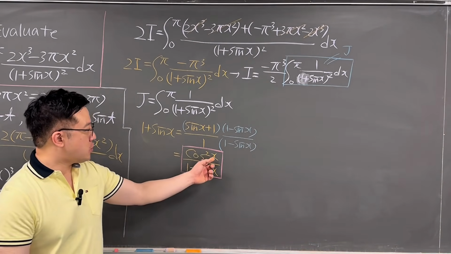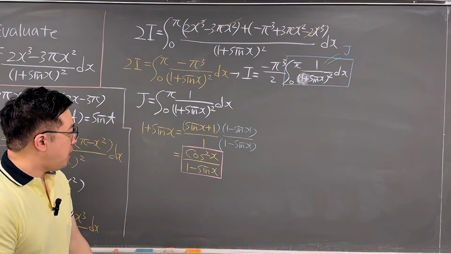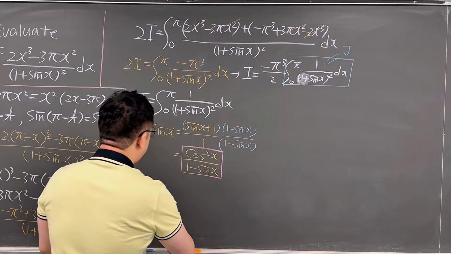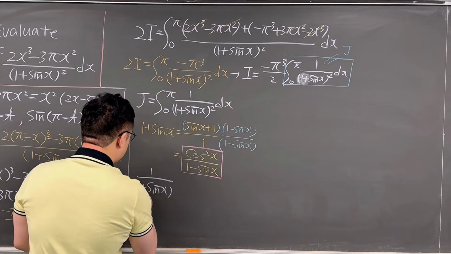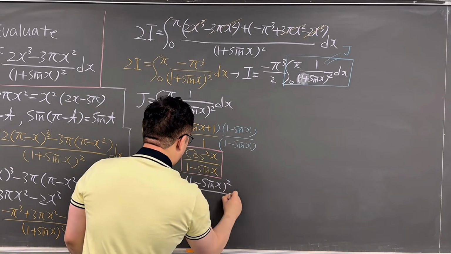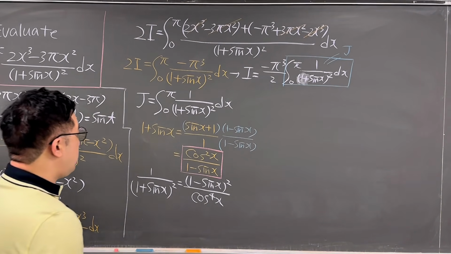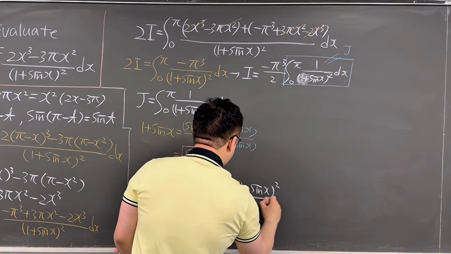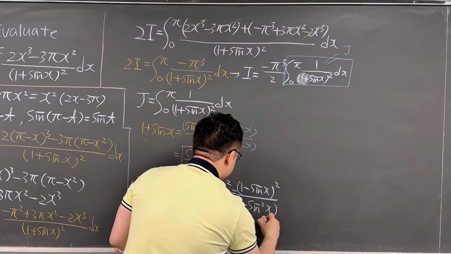And since we have cosine squared x over 1 minus sine of x, then 1 over (1 plus sine of x) squared is going to be (1 minus sine of x) squared over cosine to the power of 4x. So let's just rewrite this. 1 over (1 plus sine of x) squared is then going to be (1 minus sine of x) squared over cosine to the power of 4x. And then this is going to be the same as (1 minus sine of x) squared still for your numerator, and the denominator is going to be (1 minus sine squared x) squared.